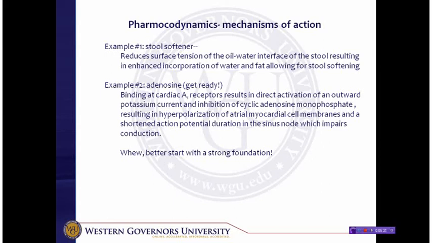So it's really important. A good example of this, you can see example number 1 is the stool softener. What a stool softener does, its mechanism of action, is that it reduces the surface tension of the oil-water interface of the stool, which causes more fat and water to be absorbed into the stool, which causes it to be softer. That's its mechanism of action. Pain medications work on the pain receptors in the body. So those are different mechanisms of actions, and I definitely recommend becoming familiar with some of them and look up some medications. Maybe if you're on a medication, look it up. See what information you find out. It's pretty interesting.